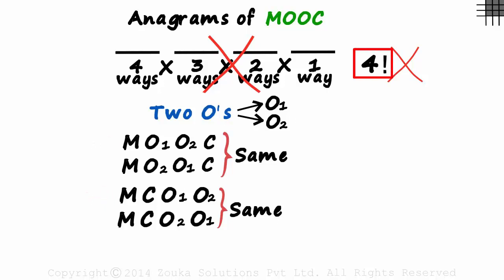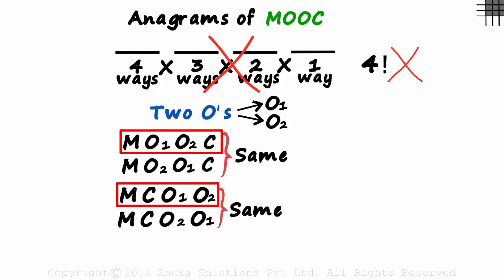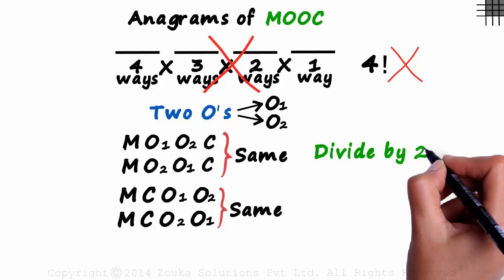Why is 4 factorial counting each anagram twice? The answer to this question is important. So let me have your complete attention for the next 1 minute. Assuming the O's to be different, there are 2 factorial arrangements for each anagram. The 2 factorial arrangements for each anagram are O1, O2 and O2, O1. But should we count 2? Are the O's different? No, they're not. So we should count just 1 of each pair. And that is why we should divide all possibilities by 2 factorial.